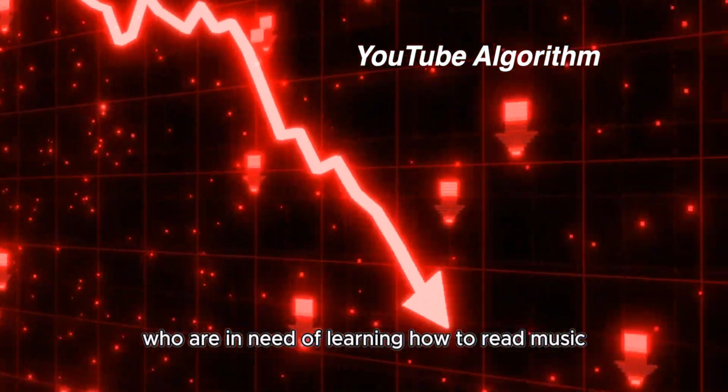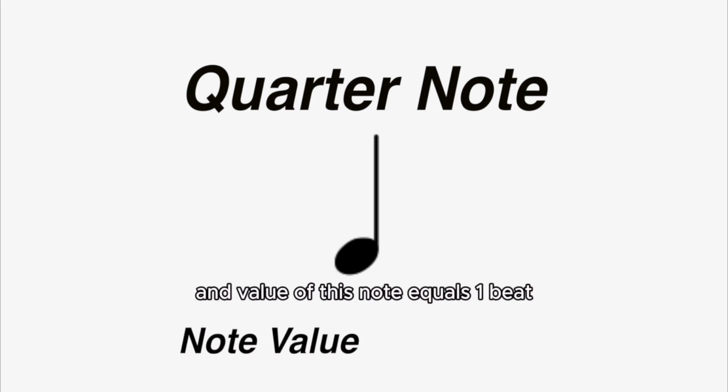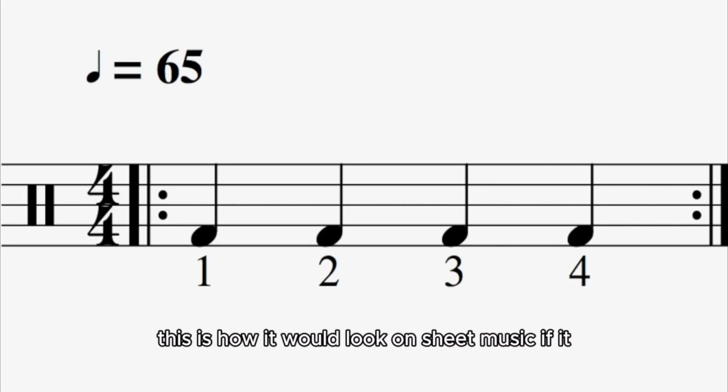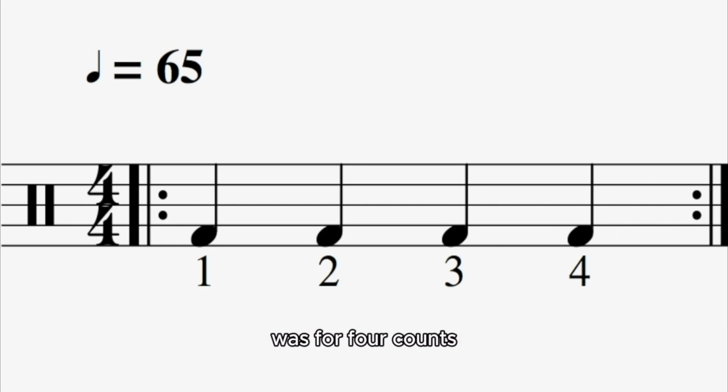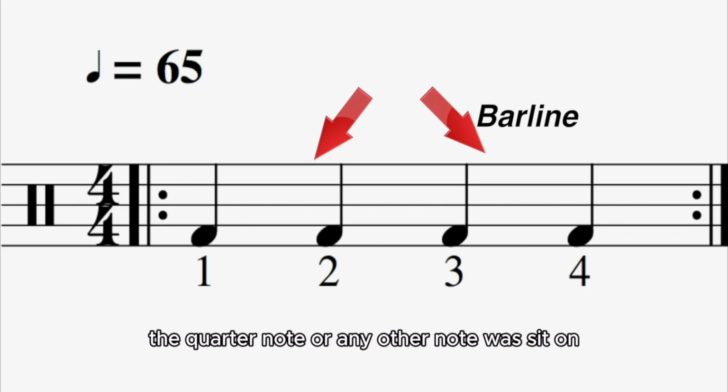This is a quarter note. It would be defined as a note value, and the value of this note equals 1 beat. This is how it would look on sheet music if it was for 4 counts. And this is the bar line that the quarter note or any other note would sit on.